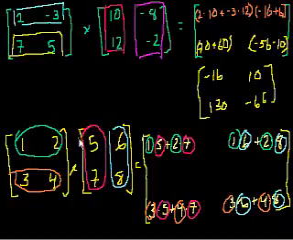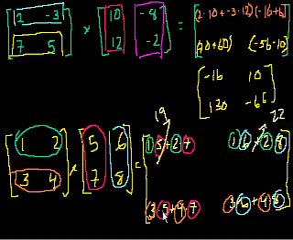This was 1 times 5 plus 2 times 7. So that's 5 plus 14, so this is 19. This is 1 times 6 plus 2 times 8. So that's 6 plus 16, so that's 22. This is 3 times 5 plus 4 times 7, so 15 plus 28 is 43, if my math is correct. And then we have 3 times 6 plus 4 times 8, so that's 18 plus 32, that's 50.